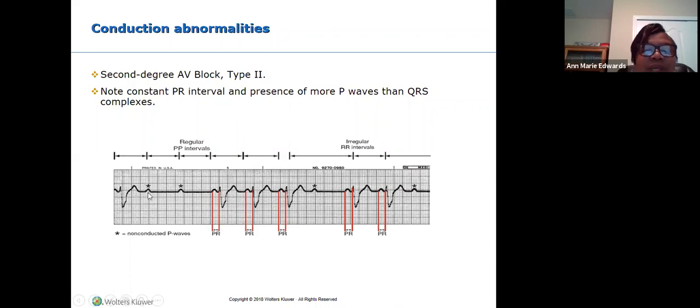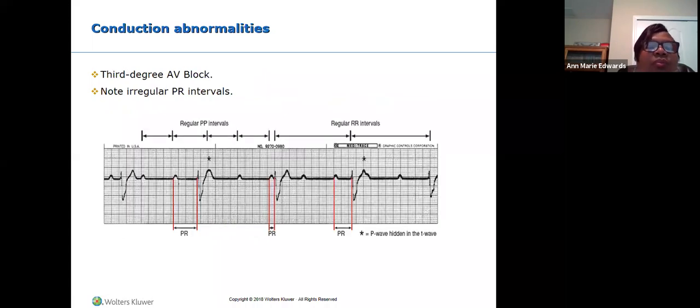Look at that P wave. You should have a QRS, there is none. P wave. Okay, no QRS. Then you have another P wave. So you have more P waves than your QRS complexes, but your PR intervals are constant. And this is your second degree AV block type 1. Type 2, I'm sorry. Second degree AV block type 2.